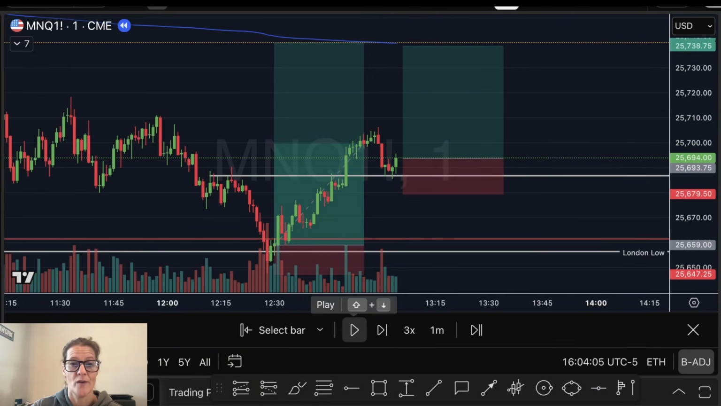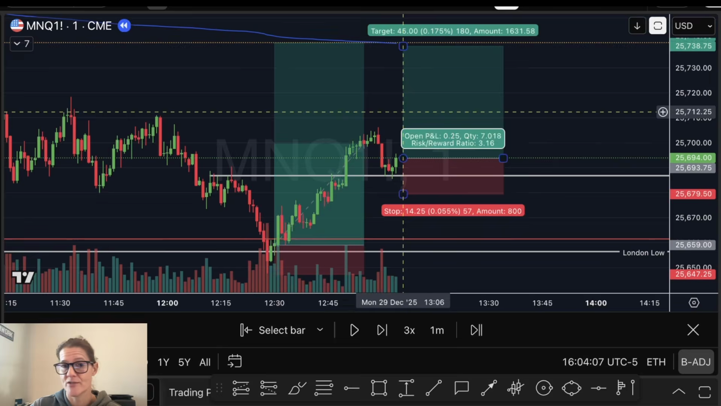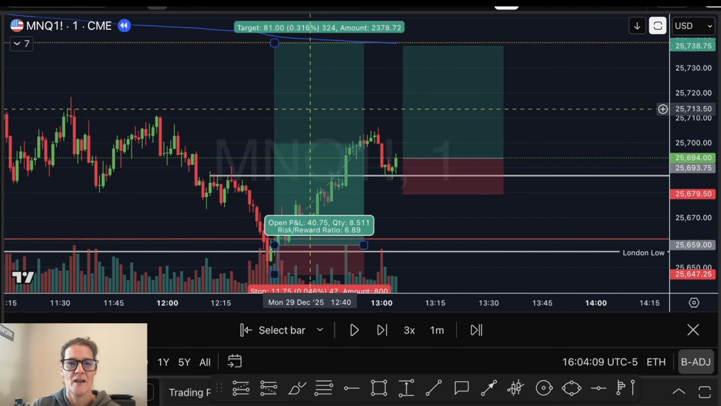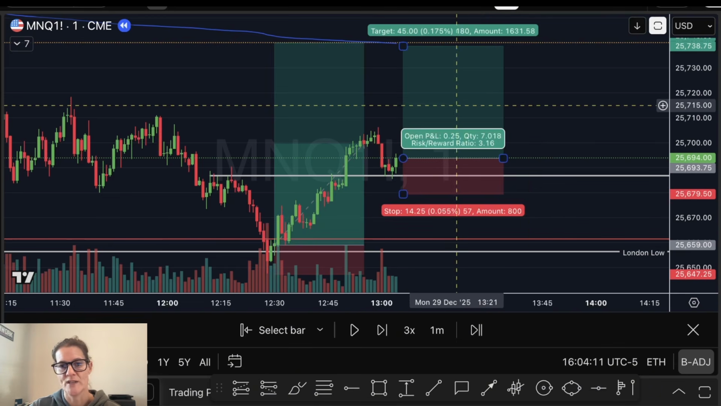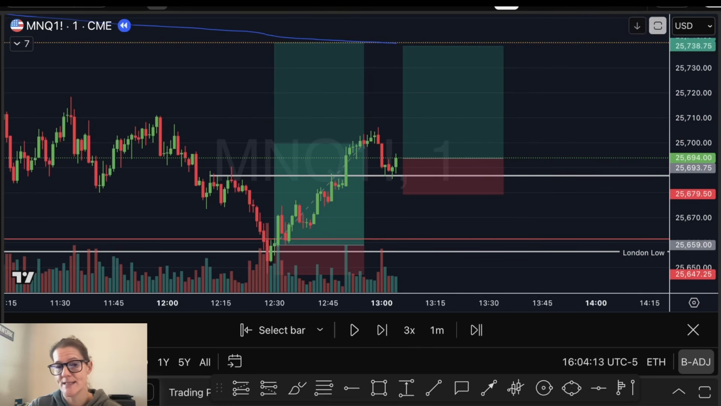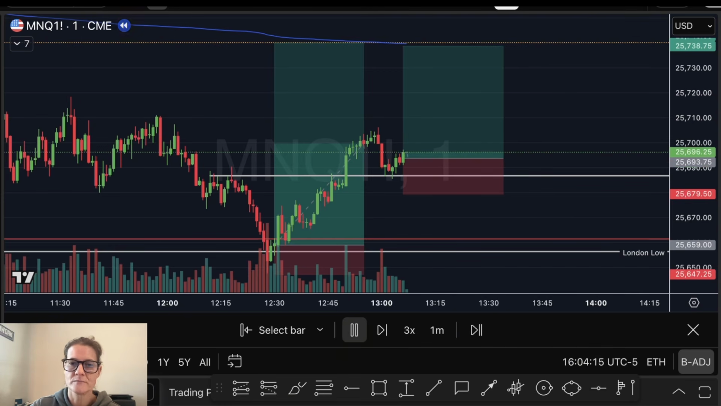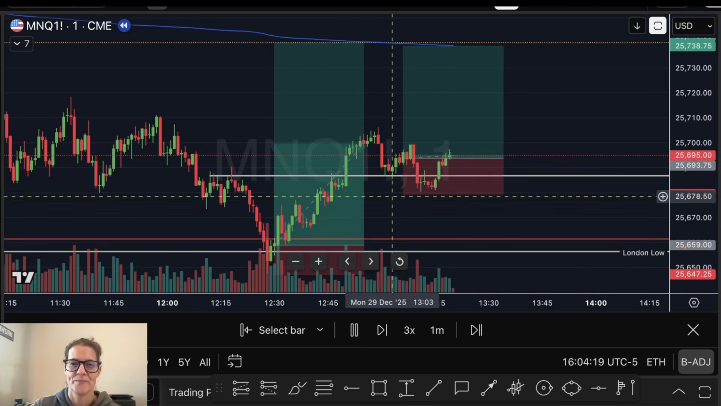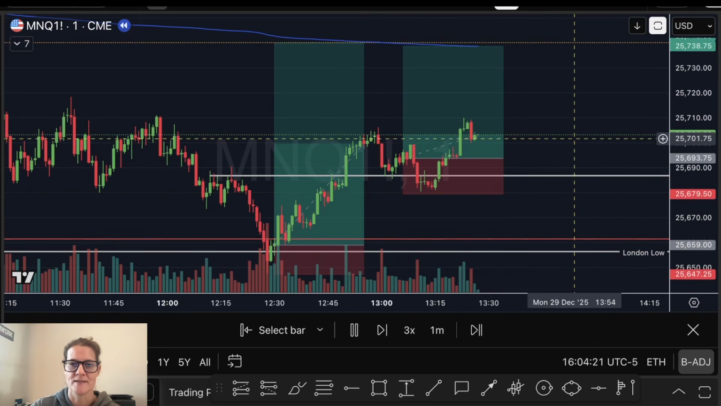All right, so these are two positions, the same idea. One is a little more aggressive, one is waiting for confirmation. Let's see if they play out. So let me play it forward. Oh, that was close. Almost hit my stop loss.